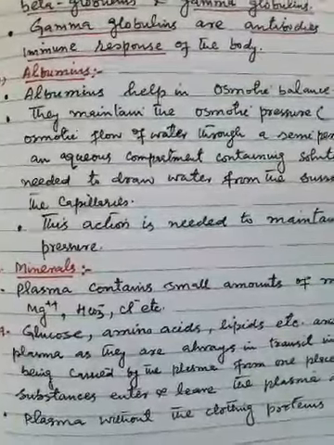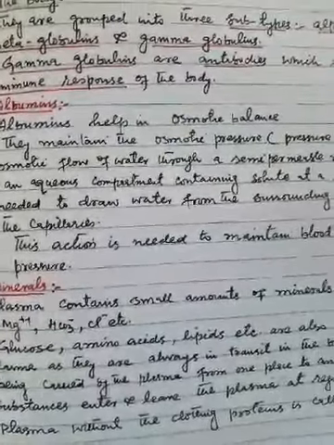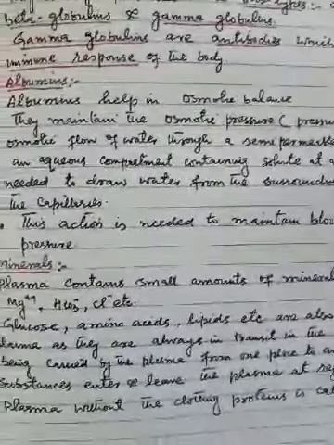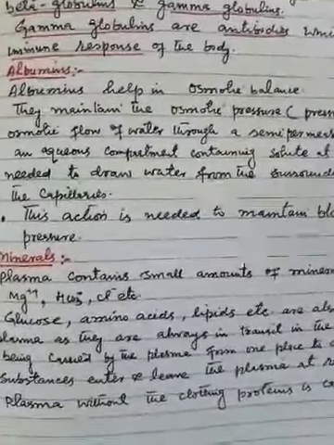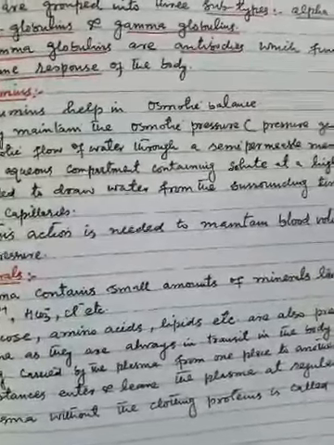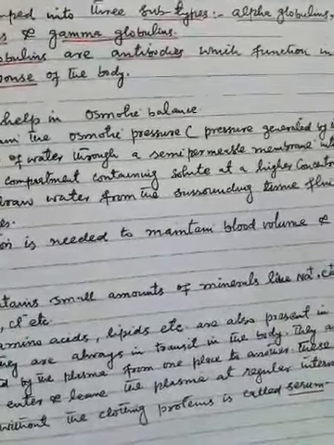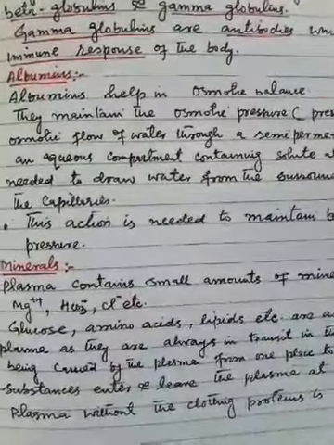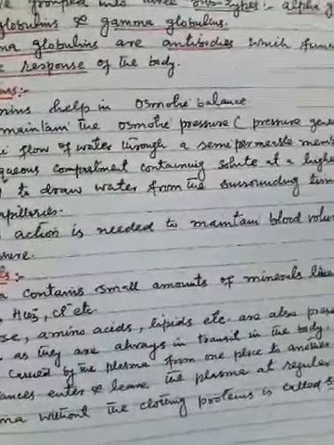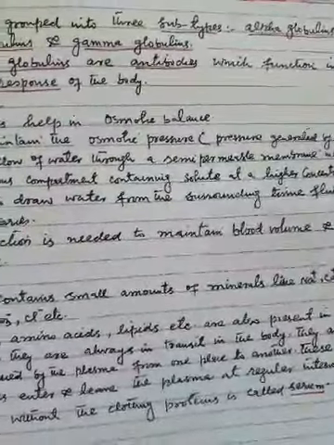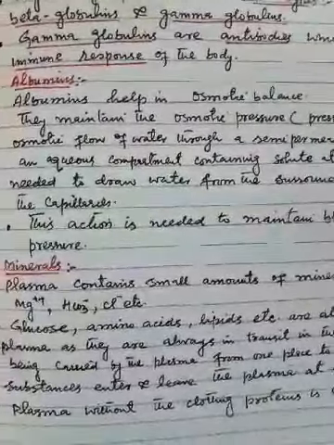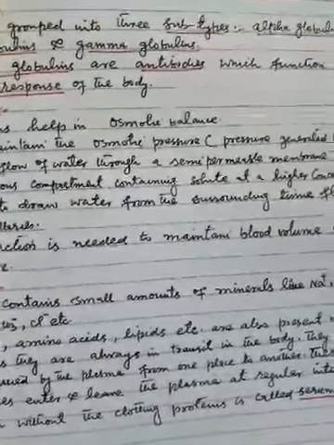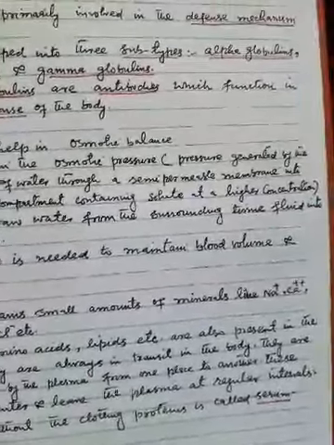Glucose, amino acids, lipids, etc. are also present in the plasma as they are always in transit in the body. They are being carried by the plasma from one place to another. These substances enter and leave the plasma at regular intervals.